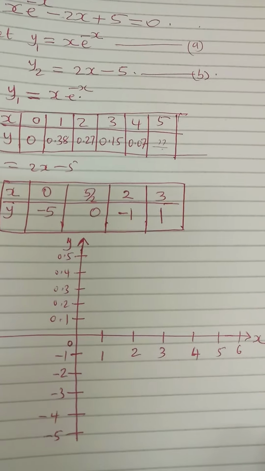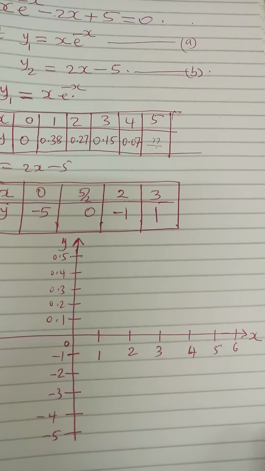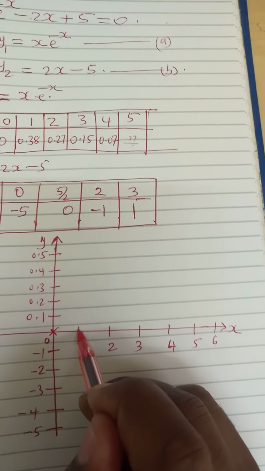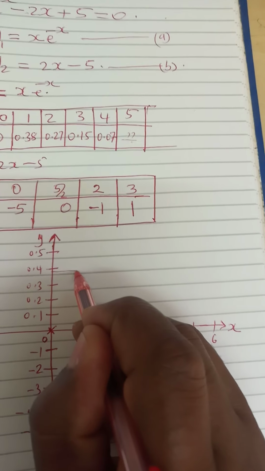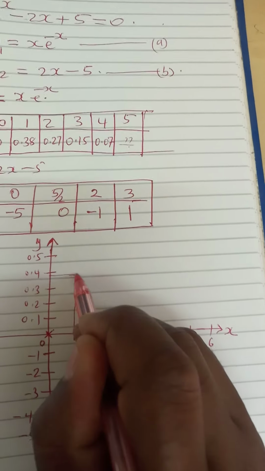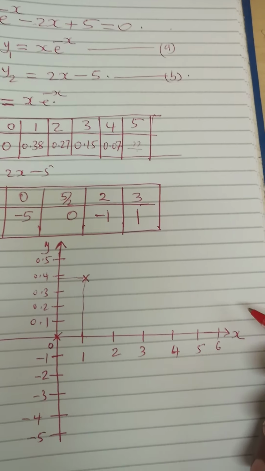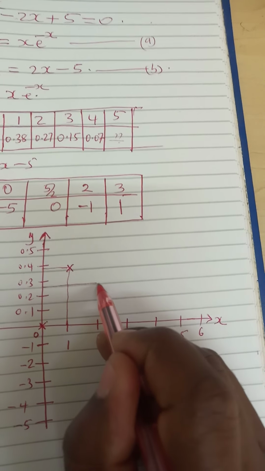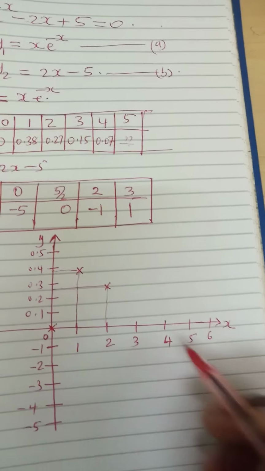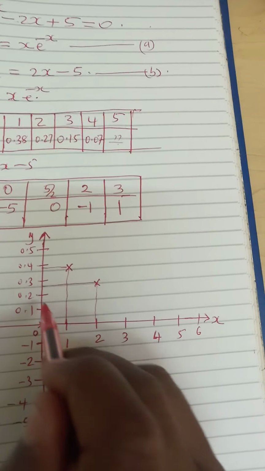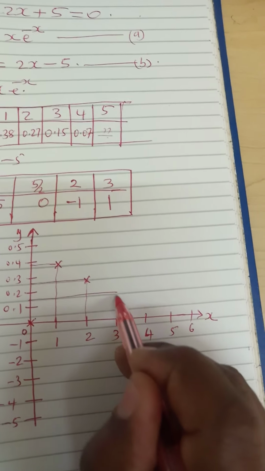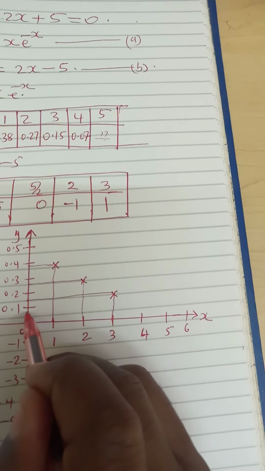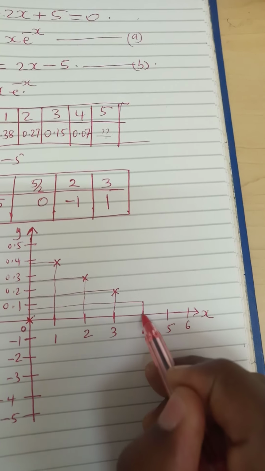Now, if we plot the curve first, it starts at 0, 0. Then 1 goes with 0.38. We can say it is somewhere there. We just approximate. Then we have 2 going with 0.27. We can assume it is somewhere there. Then we have 3 going with 0.15, somewhere there. We have 4 going with 0.07, somewhere there.